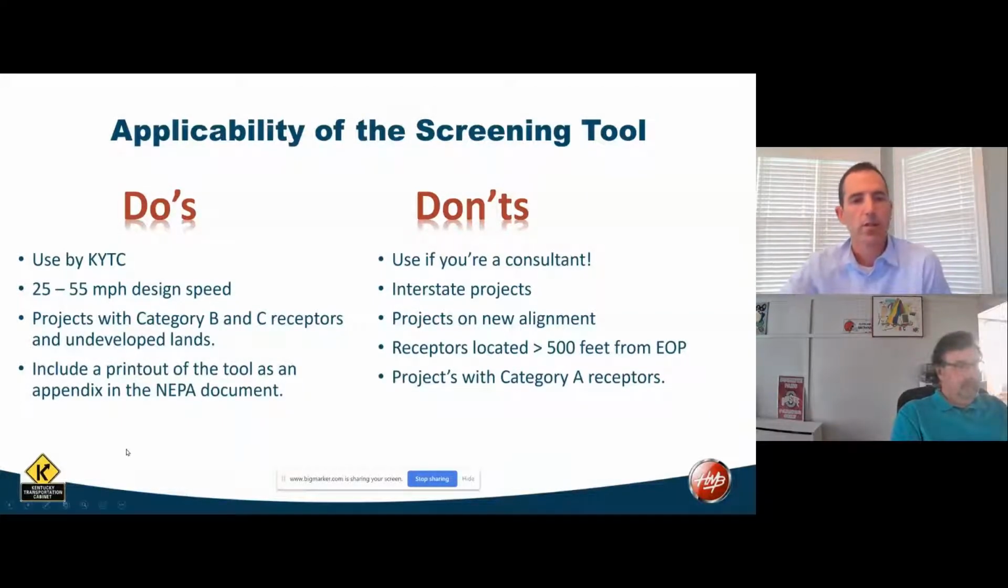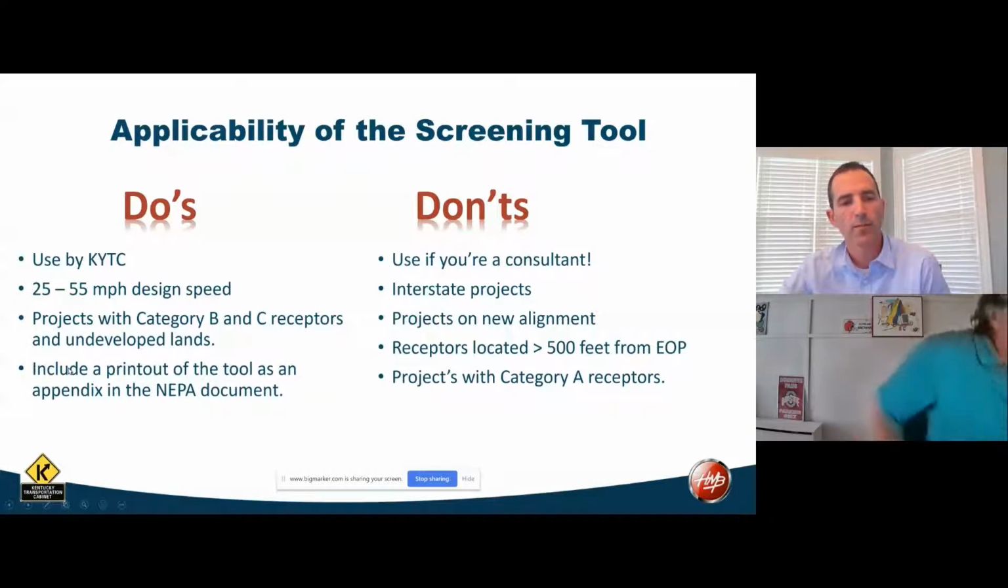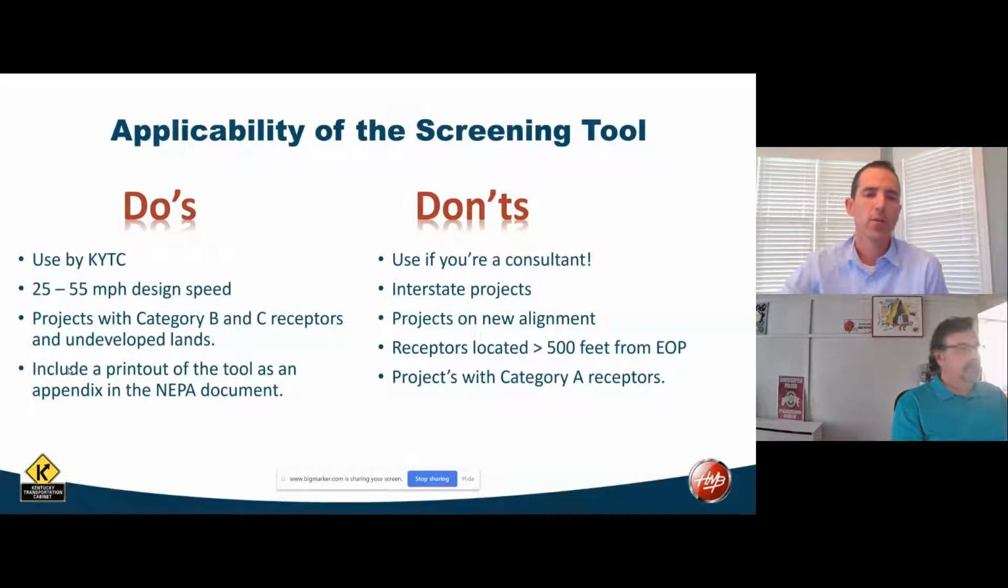Finally, like I mentioned, you need to include a printout of the tool as an appendix in your NEPA document. If you have receptors that are potentially impacted, but they're isolated, like I mentioned, it's good to have a map of those areas and also include that.